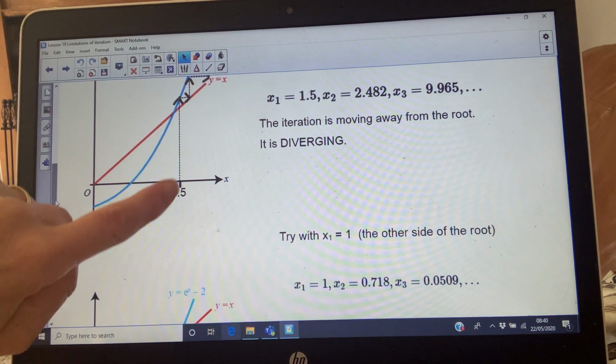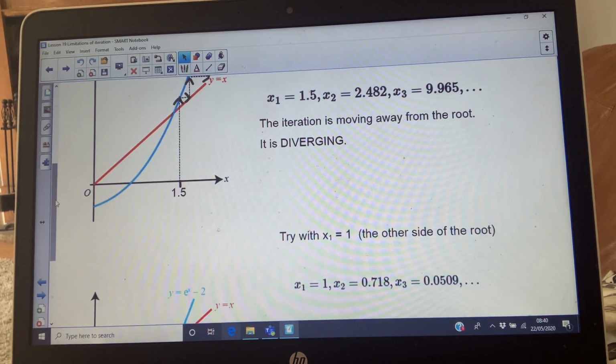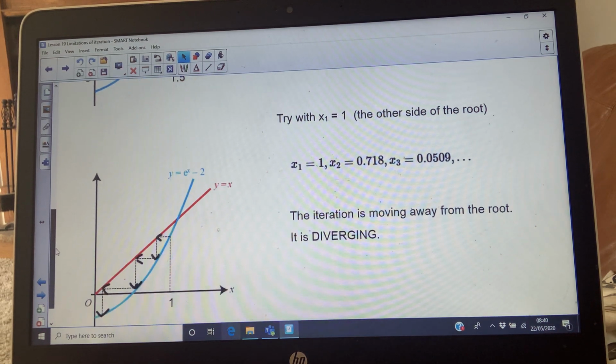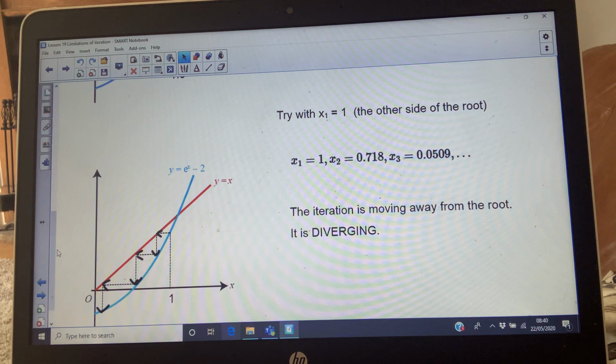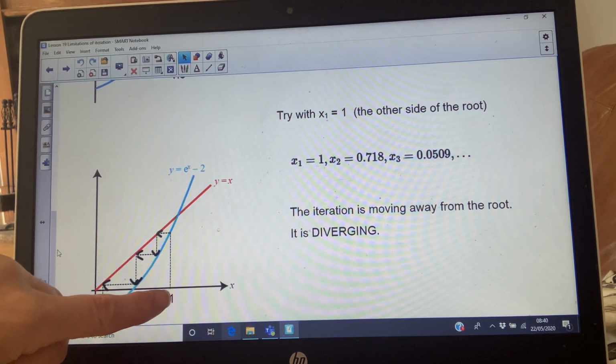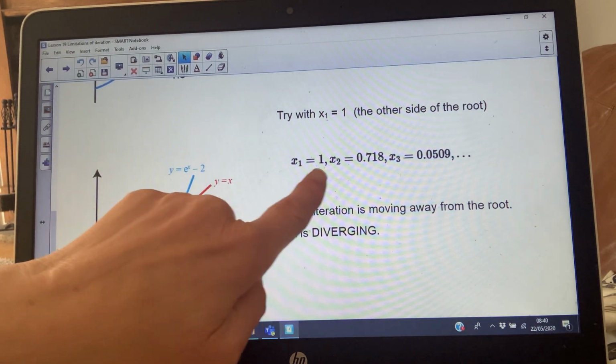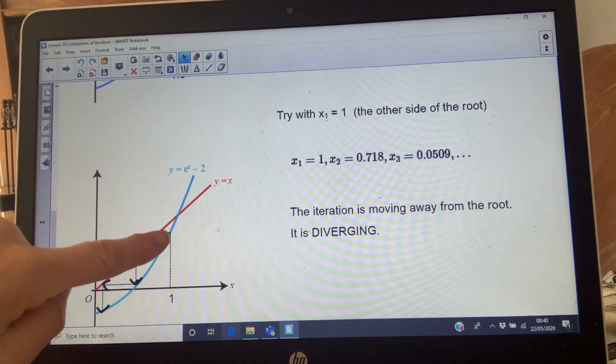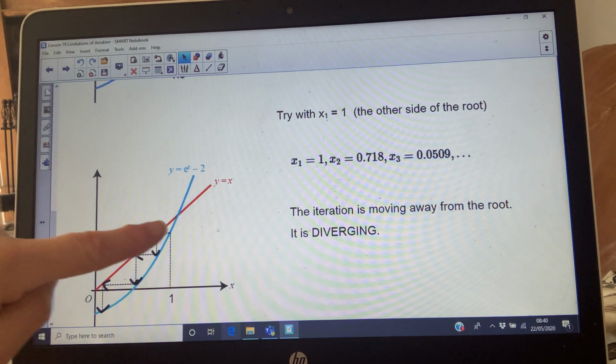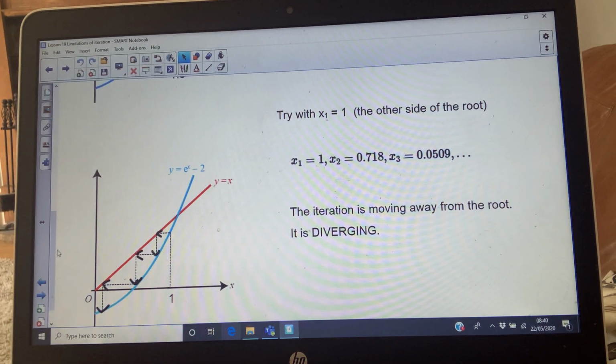So I might try slightly smaller than 1.15. I'm going to try with x1 being 1. What happens here is it's diverging away again. So here's the root. If I try x equals 1, here's my calculator iteration, and here's my diagram. Again, it's a staircase, but it is moving away from that root. It looks like I might have another root over here that it might be converging towards, but it's certainly not heading to that root there.